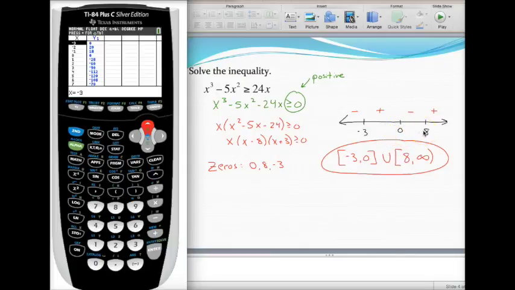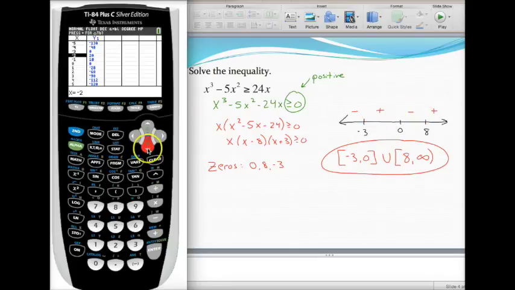Since I'm in the table, let's use it to find the sign of the graph in each interval. Pick a number smaller than negative 3, maybe negative 4 or negative 5, and check the sign of the y value. The y value is negative, so I'll put a negative sign on my number line, meaning the graph will be below the x-axis in that interval. Pick a number between negative 3 and 0, like negative 2 or negative 1, and I can see that my y value is positive. My graph will be above the x-axis in that interval.